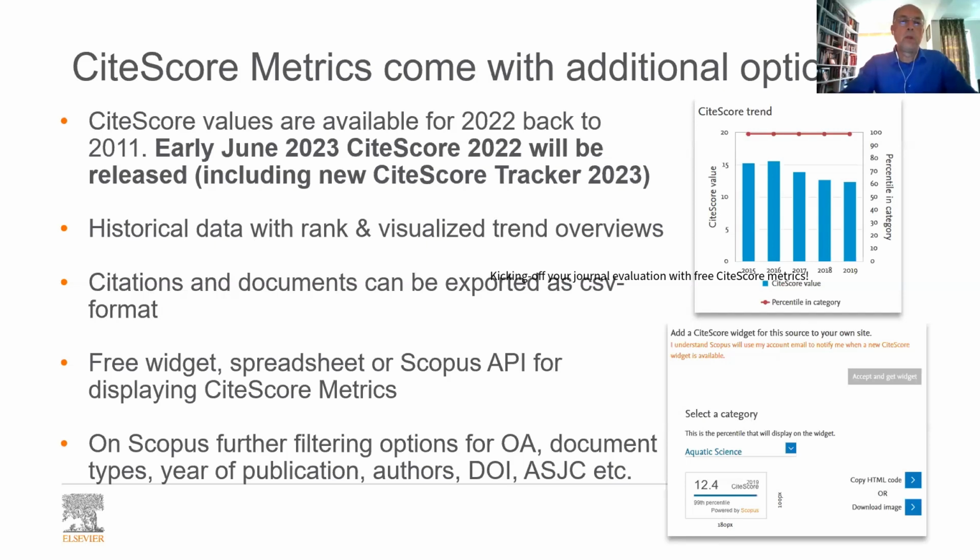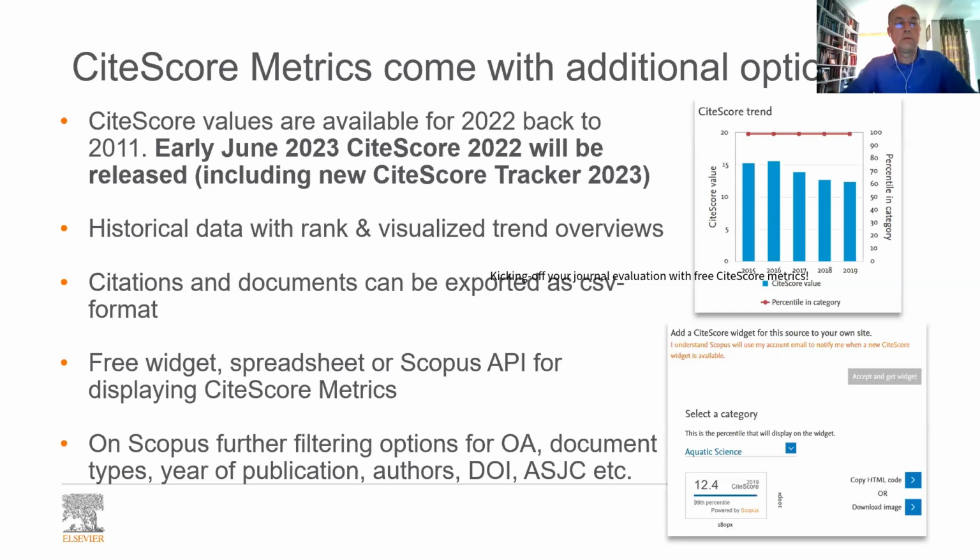And at the same time, we also release CiteScore Tracker 2023, which works towards next year's annual value. And by the time, let's say early next year, it gives you already a very good indication of this annual value. So we have historical data, we have all the citations and documents that can be exported as CSV format data. We have a free widget, a spreadsheet, and the Scopus API for displaying them on your personal website or your own journal website if you're a publisher.